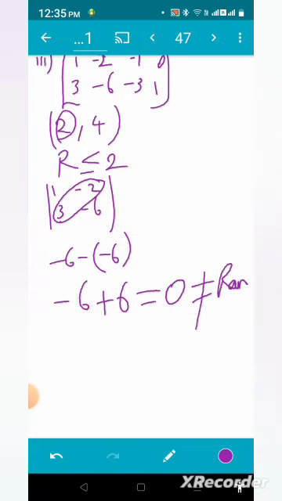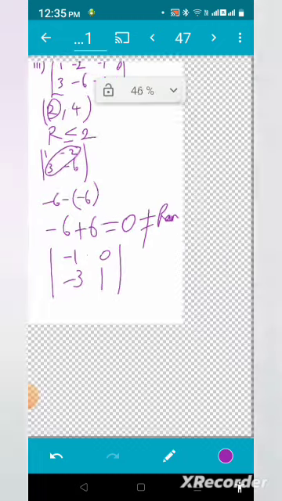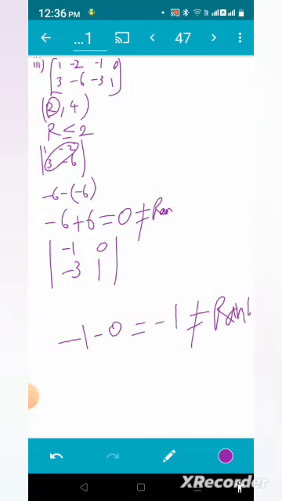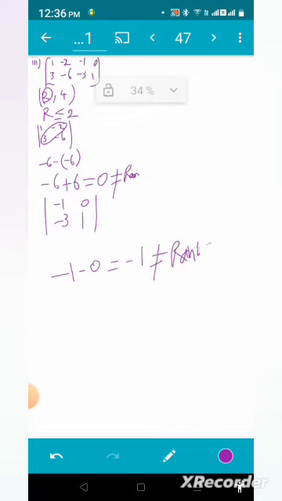So I can choose the last two columns. That is minus 1, 0, minus 3, 1. This can be evaluated to get the rank value. Minus 1 into 1 is minus 1. 3 into 0 is 0. So this is minus 1. Minus 1 is not a rank, because plus 1 can be taken, plus value is taken as a rank but minus value is not.